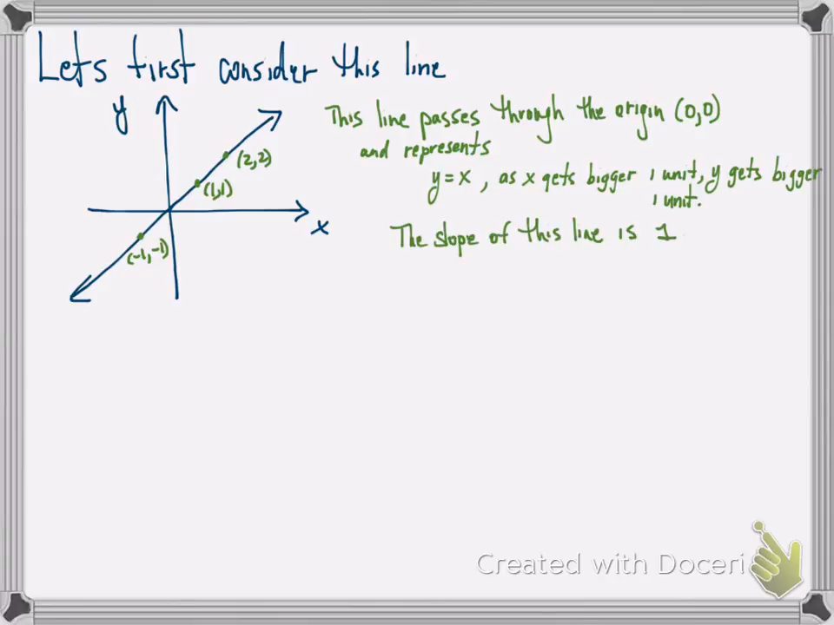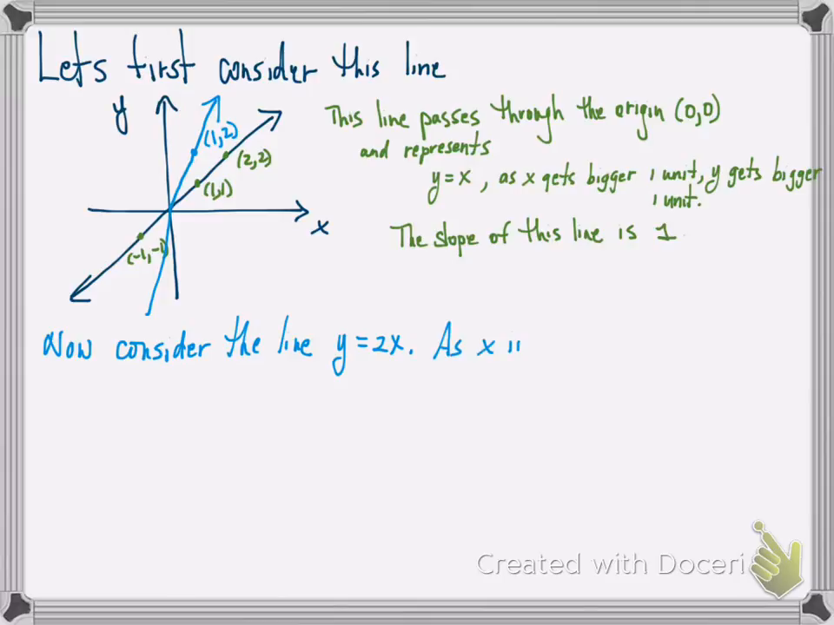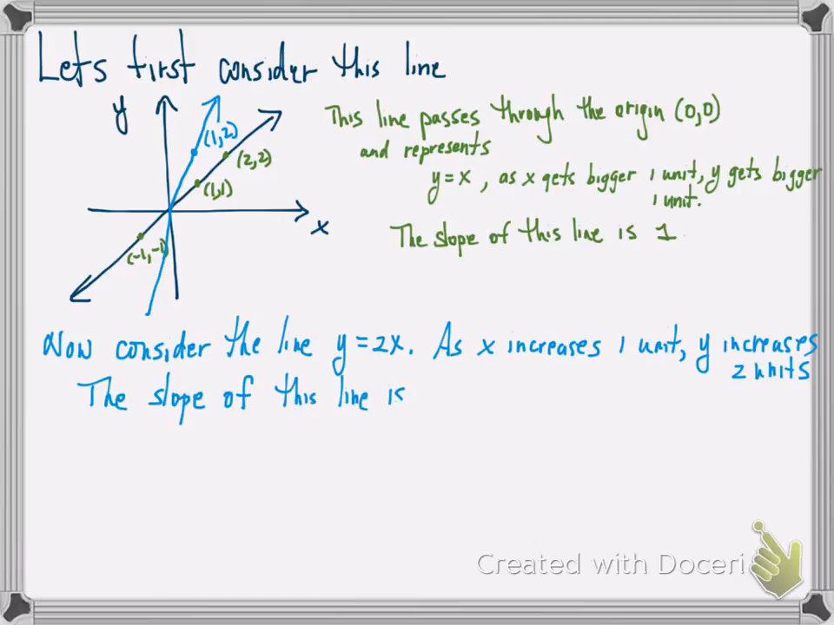Easy enough. All right, now consider a new line. Let's consider the line y equals 2x. It's passing through (1, 2), so it's got a steeper slope, right? And what do we see? As x increases by 1 unit, y increases by 2 units. This line has slope 2. Excellent.